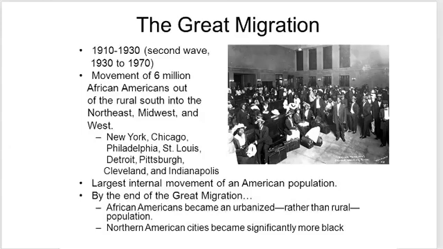They moved to major cities: New York, Chicago, Philadelphia, St. Louis, Detroit, Pittsburgh, Cleveland, Indianapolis. It was the largest internal movement of an American population. By the end of the Great Migration, African Americans became an urbanized rather than rural population. Northern American cities became significantly more Black. For the most part, the conditions in the South were hard, and in the North there were jobs in cities. Actually, I'm not going to go that much into it because I'm going to show you an artwork that covers all of it.